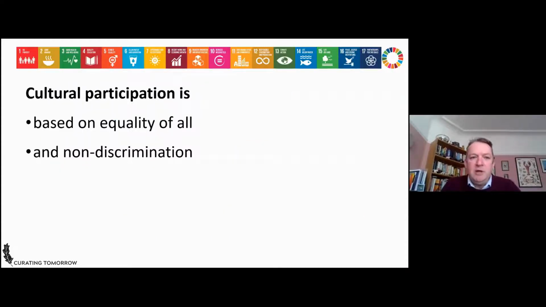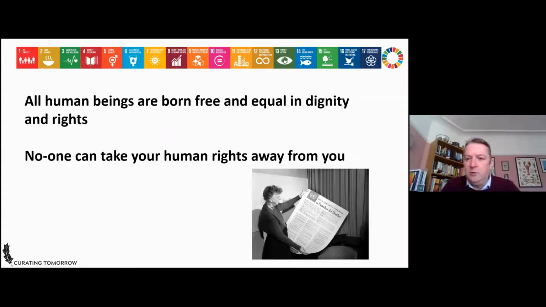So cultural participation is based on the idea of equality of everyone, and it's based on non-discrimination. It comes from the Universal Declaration of Human Rights, and here we have Eleanor Roosevelt holding the Declaration. If we remember where it came from, it was produced after the absolute horrors of the Second World War, to try to make sure that people never had to go through such horror again.